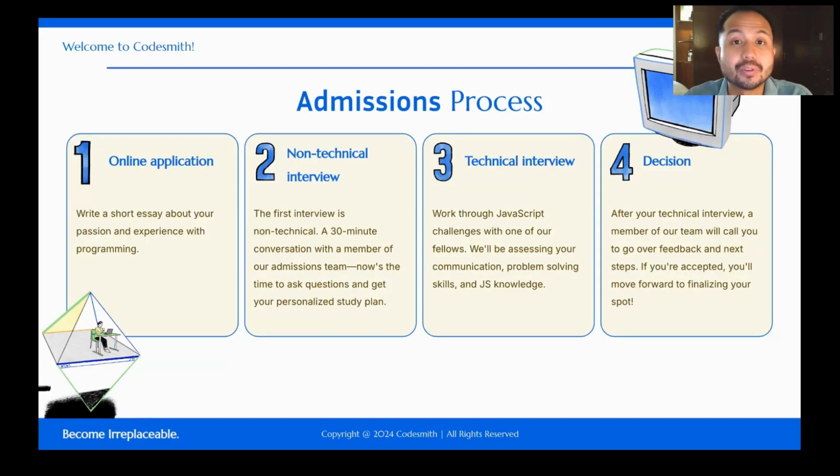Finally, you are going to receive your decision. If you are accepted, you can basically move forward with finalizing your spot in the cohort of your choosing. You can find information on start dates and application deadlines all on our website at codesmith.io.